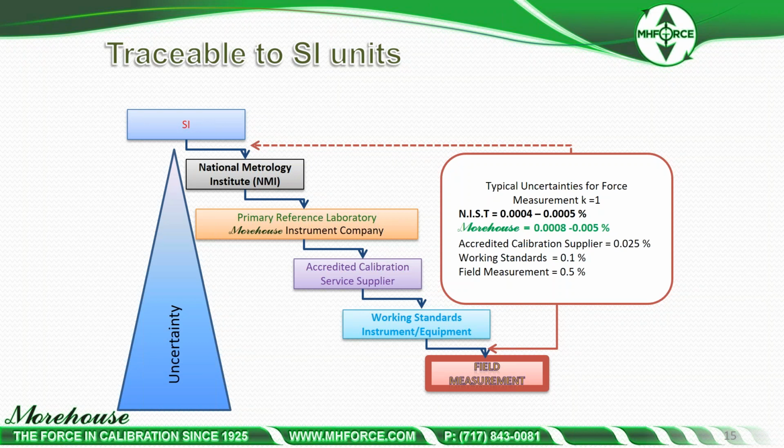So if we look at this for force, the standard uncertainties at NIST are about 4 to 5 parts per million. And then we have primary reference laboratories such as ourselves, Morehouse. We run around 8 to 50 parts per million. And then accredited calibration suppliers, of course, are down at 0.025%, working standards 0.1%, and field measurement is 0.5%.